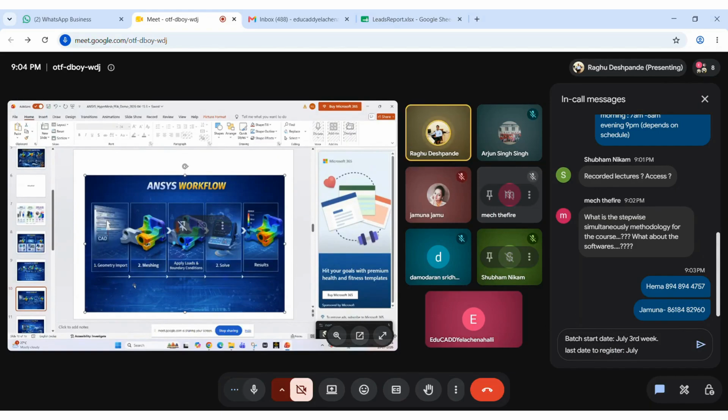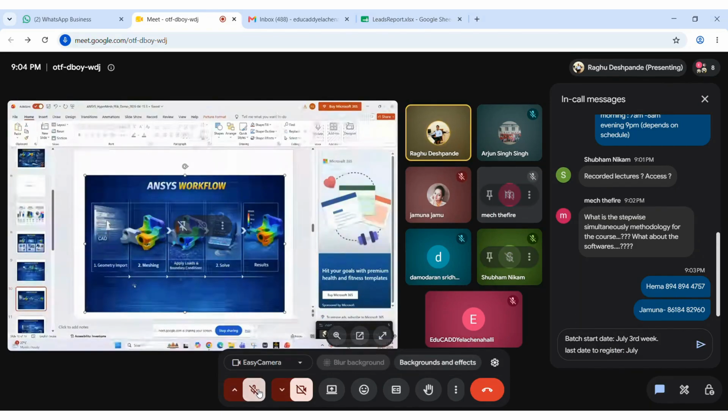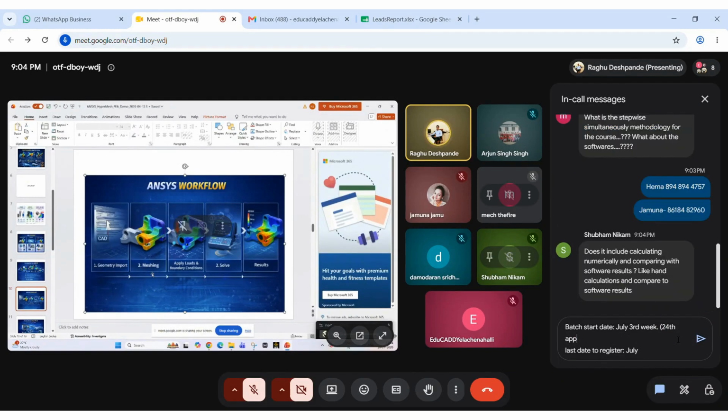and again meshing and applying the loads and boundary conditions, giving the solutions and interpreting the results. These are the sequence of steps involved in the simulation process. I hope I answered your question, Shubham.